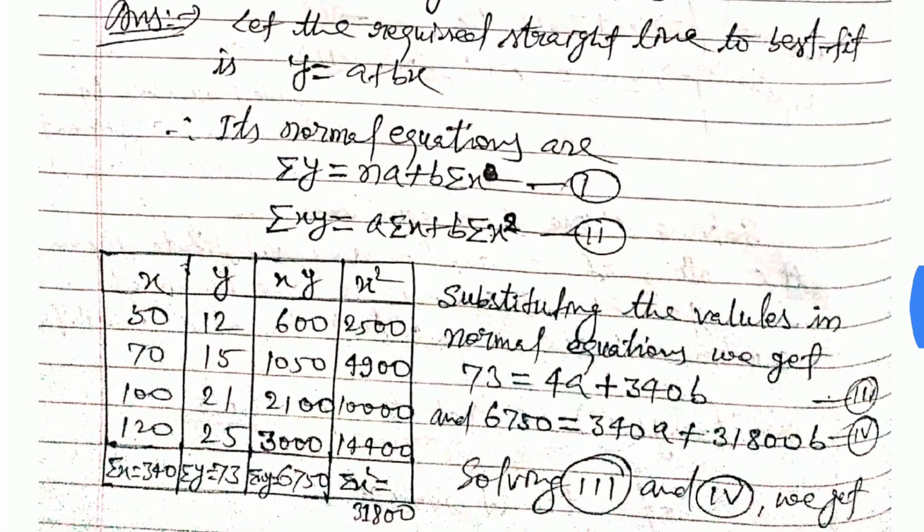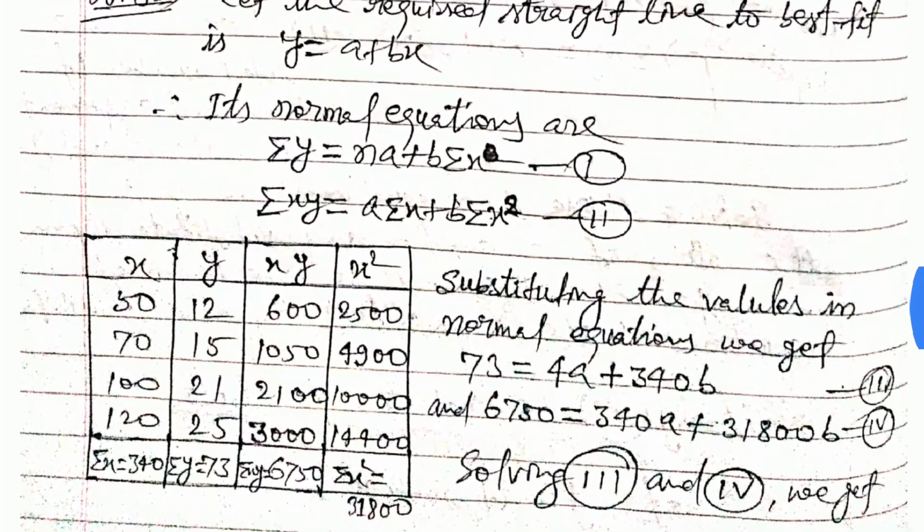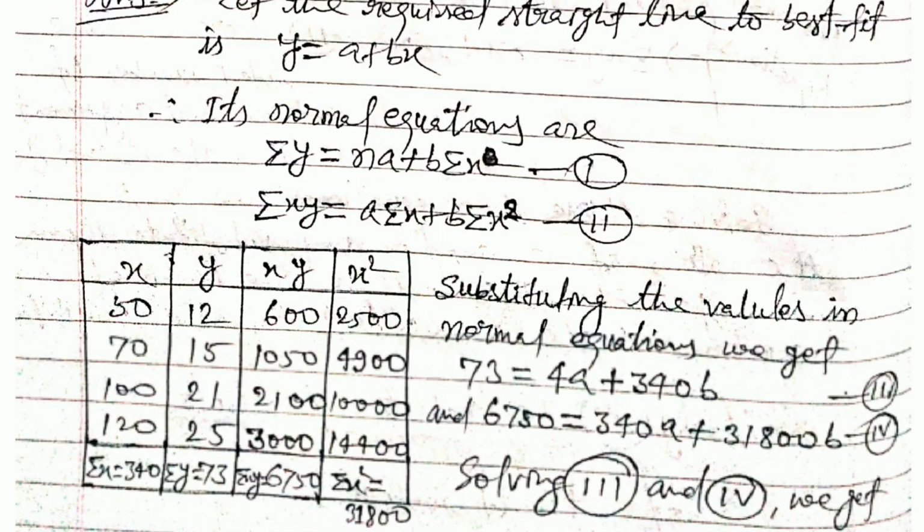The normal equations will be summation of y is equal to na. What is n here? n is 4, because the total number of values of x and y here is 4. So summation of y is equal to na plus b summation of x. When we multiply by x on both sides, we get summation of xy is equal to a into summation of x plus b into summation of x square. Those are the two normal equations.